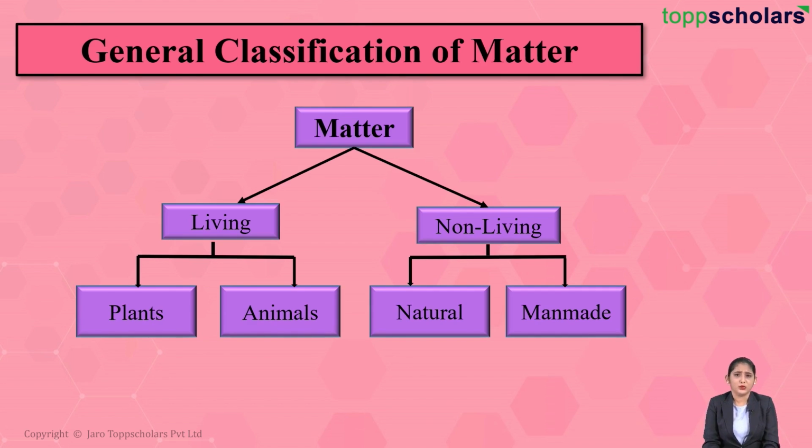Now, if I talk about natural non-living matter, I can have some examples such as soil and metal. Soil is used for making earthen pots, right? Whereas metals are used for making utensils and ornaments. In a similar way, man-made matter is matter which is artificially produced.